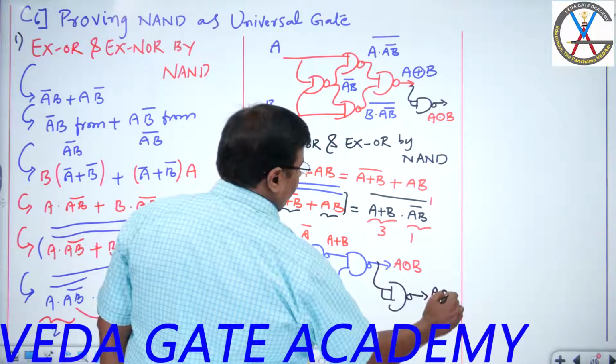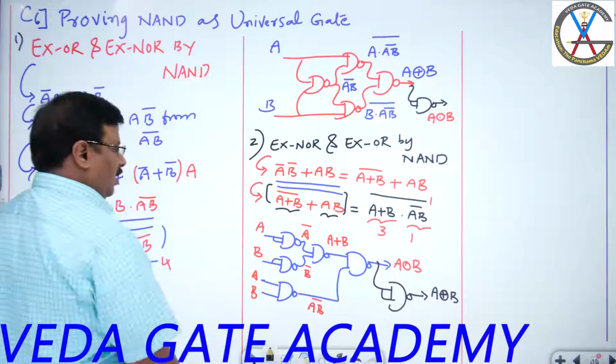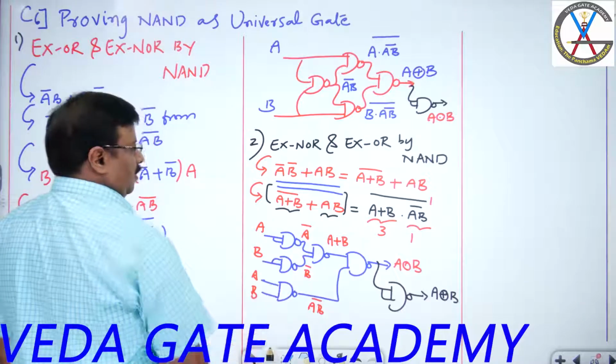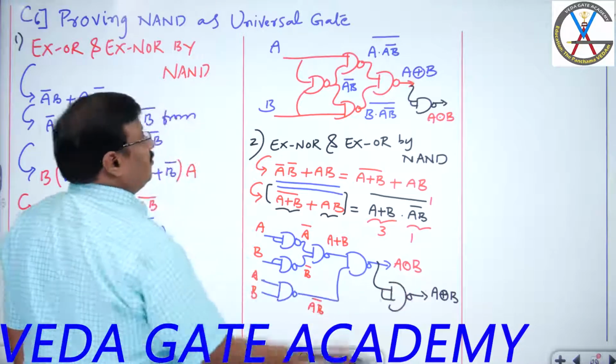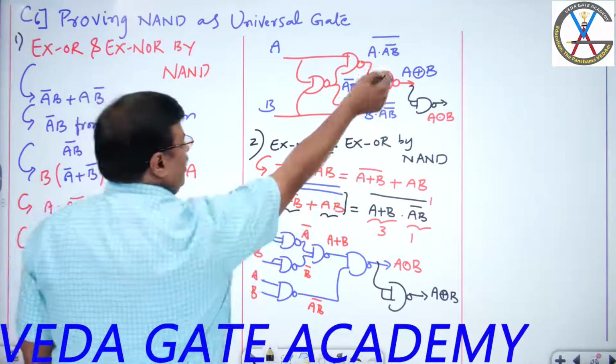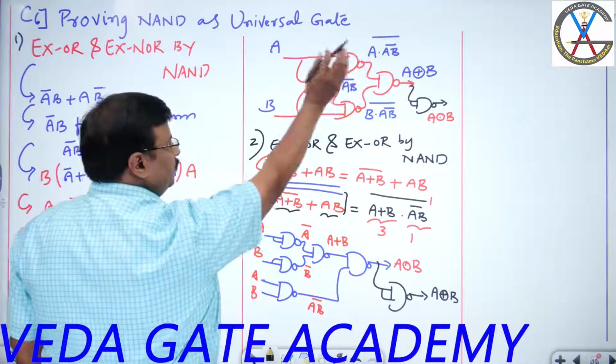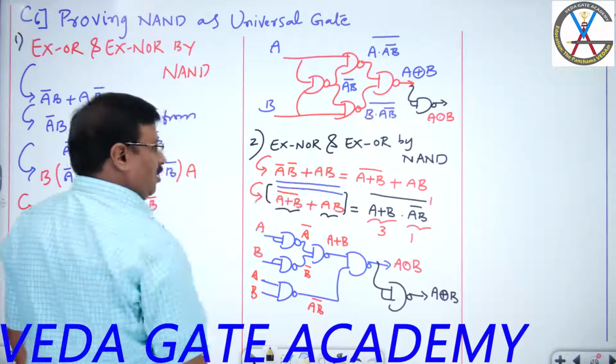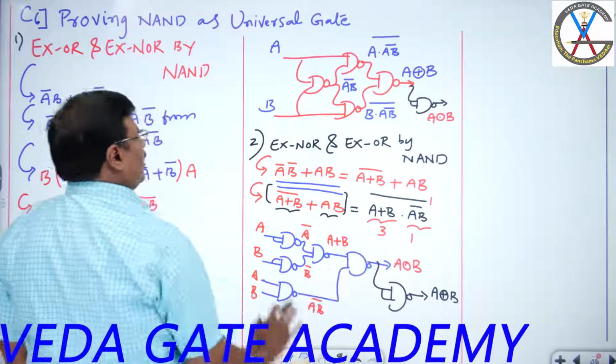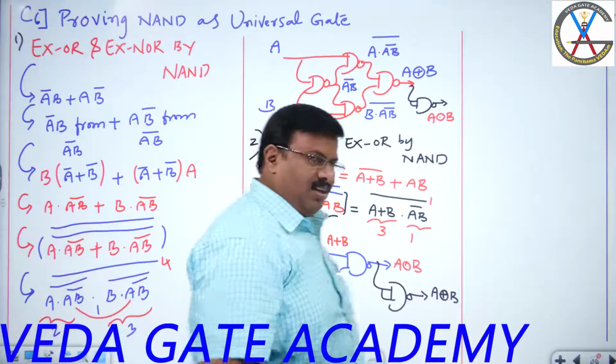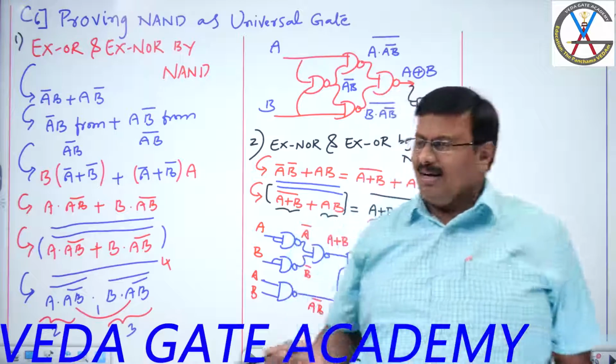A exclusive OR B. So how many gates to get XNOR? 4. How many gates to get XOR? 5. Upper, how many for XOR? 4. XNOR 5. 4 XOR, 5 XNOR. 4 XNOR, 5 XOR. Two different ways of getting exclusive operation by NAND gates.